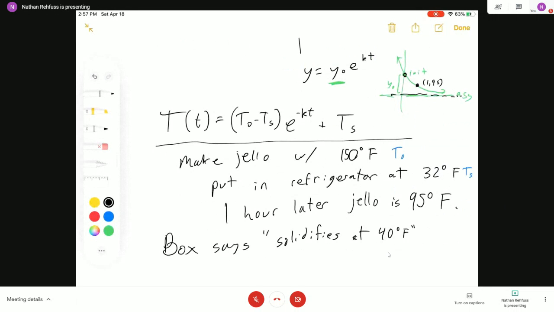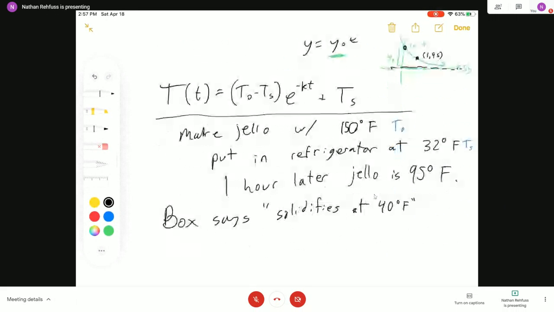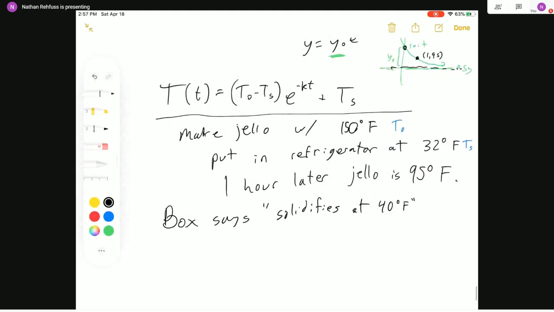It was full of goulash. Had to use the fridge. So the question is, is the Jello going to get below 40 degrees in time for our party in 2 hours, or are we going to be late?